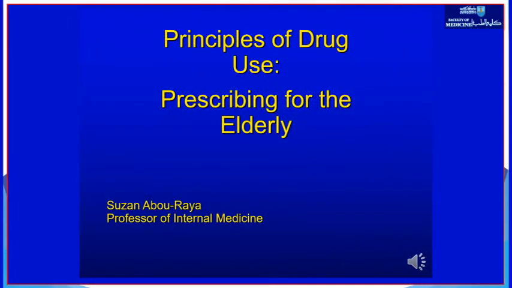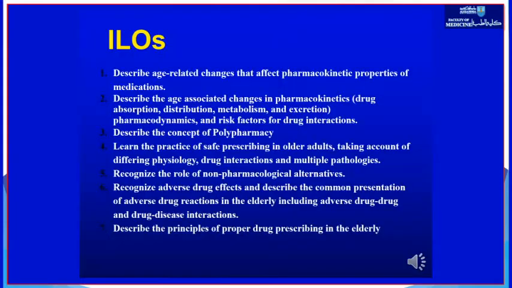Good day, dear students. Today's lecture is about the principles of proper, safe, and appropriate prescription of drugs in the elderly. The intended objectives of this lecture are that one should be able to describe the age-related changes that affect pharmacokinetic properties of medications. One should know the age-associated changes in pharmacokinetics, which includes drug absorption, distribution, metabolism, and excretion, the pharmacodynamics, and risk factors for drug interactions.